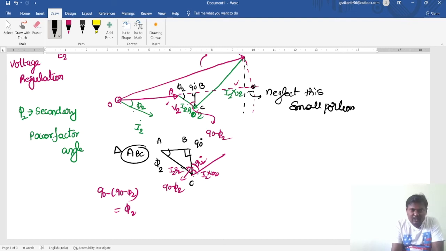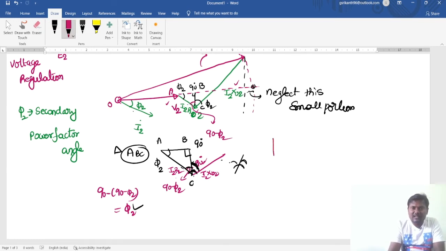The angle between the I2 R02 and I2 X02 is exactly 90 degrees. See here, it is 90 degrees, but this small portion is 90 minus phi 2. If I want to get the 90 degrees, which term is added to get 90 phi 2 term? That is one method. Or I need this small portion. From this total portion, if you subtract the small portion, then the remaining I will get. So that's why 90 minus of 90 minus phi 2, this angle is now phi 2.